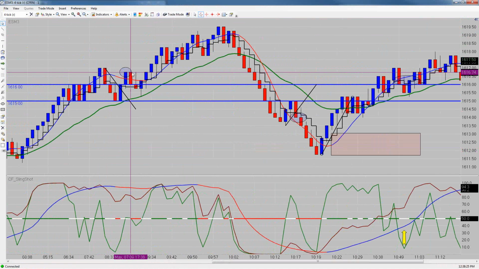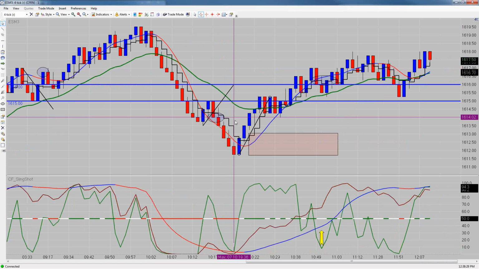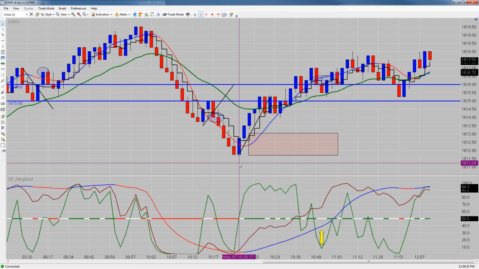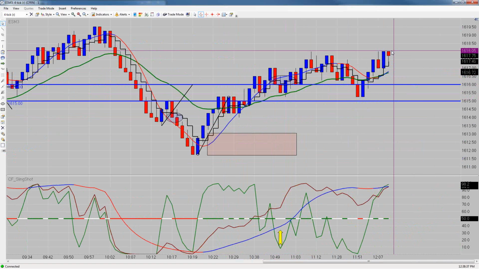There was a long trade right over here, coming out of the weekly trading zone. It ran up about 3 or 4 points. A short trade right here, coming out of the weekly trading zone again, ran down a couple of points. And a long trade over here, coming out of the weekly trading zone again, that ran up a couple of points.